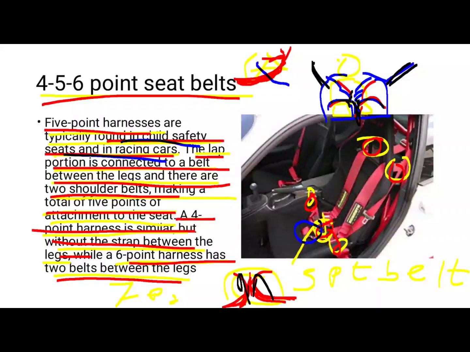So what we have studied: 4, 5, 6-point belts. 5 points, as I have shown you in this diagram. 4 points, there is no belt between the 2 legs. 6 points, there are 2 belts between the 2 legs. This is what is covered in 4, 5, 6-point belts and their applications.